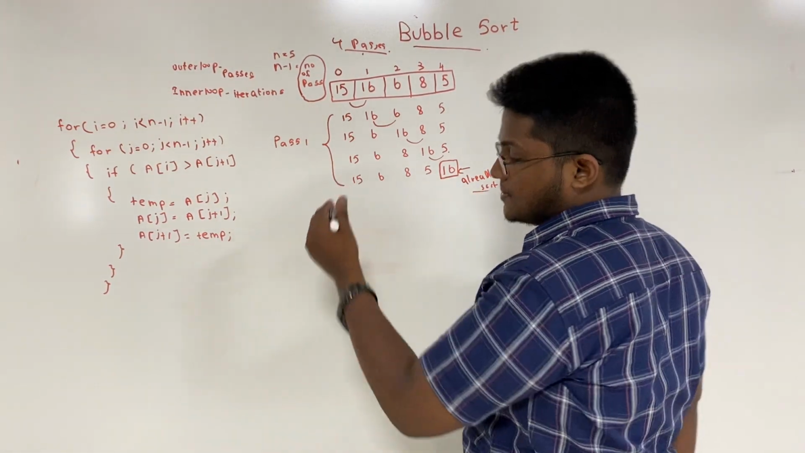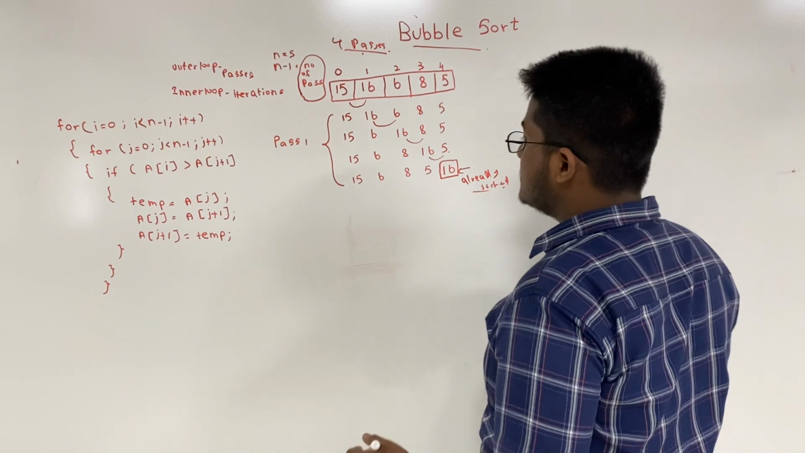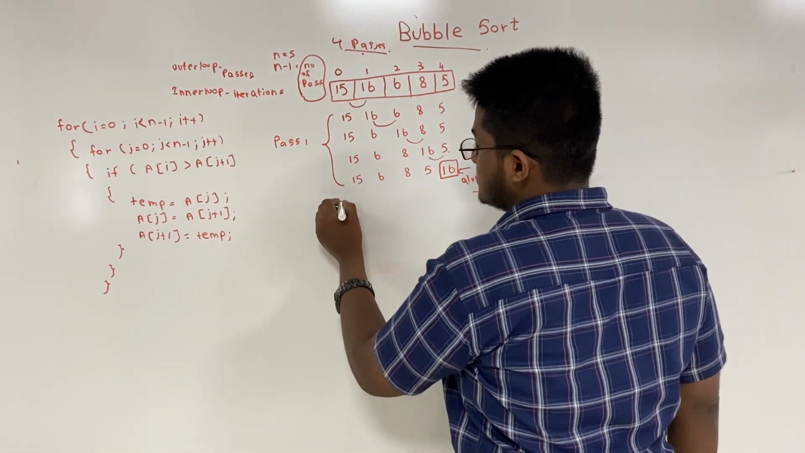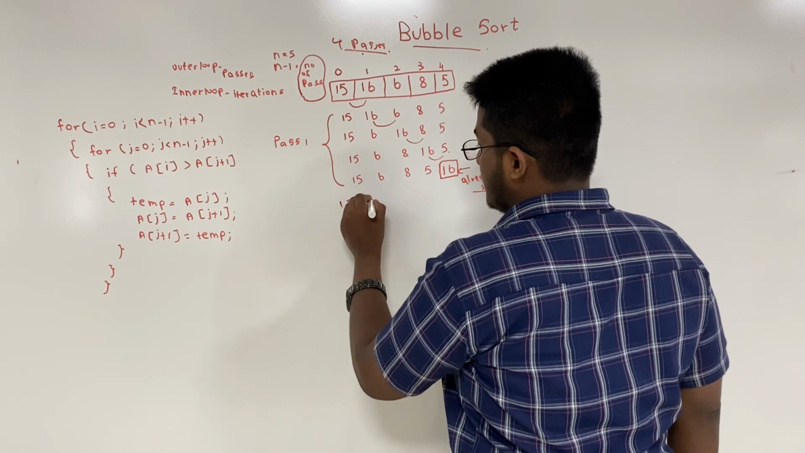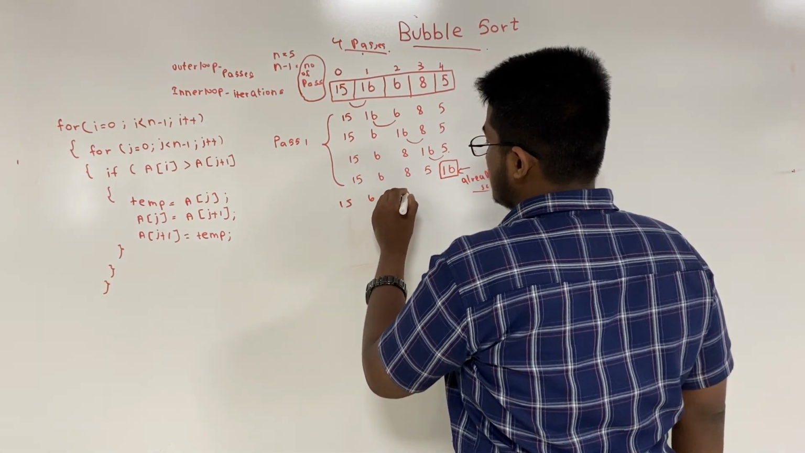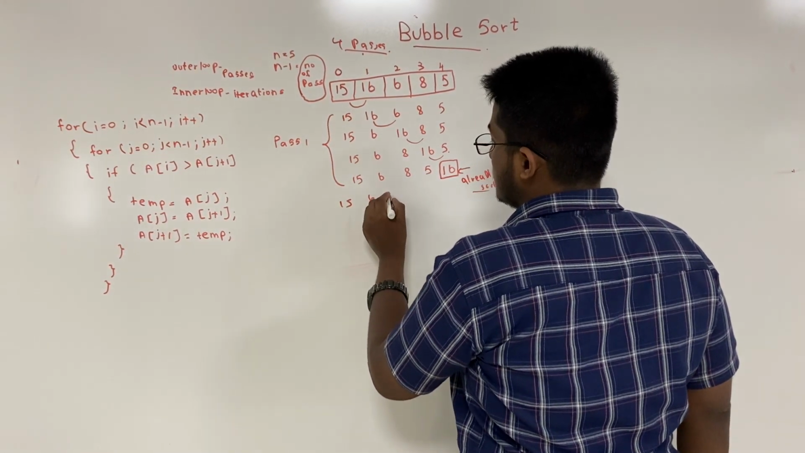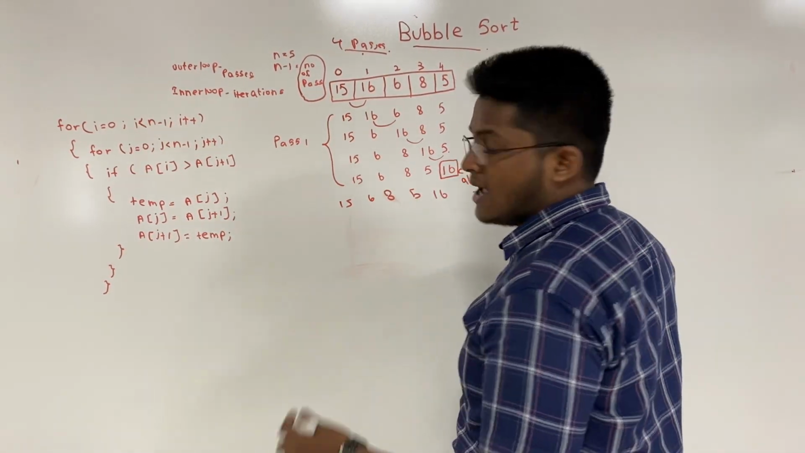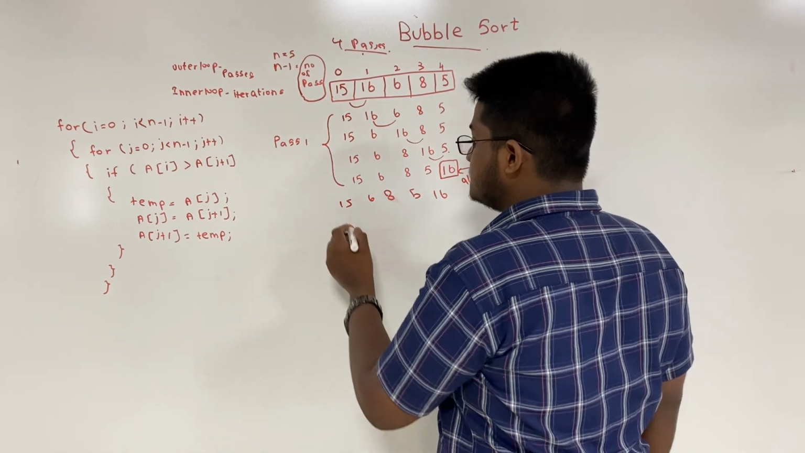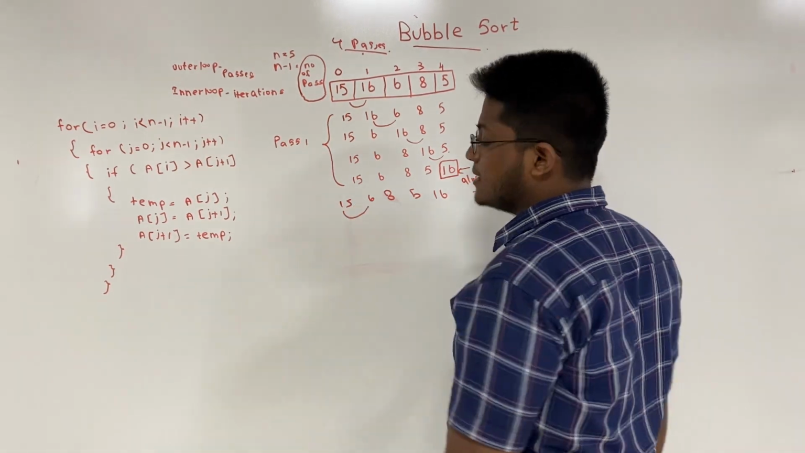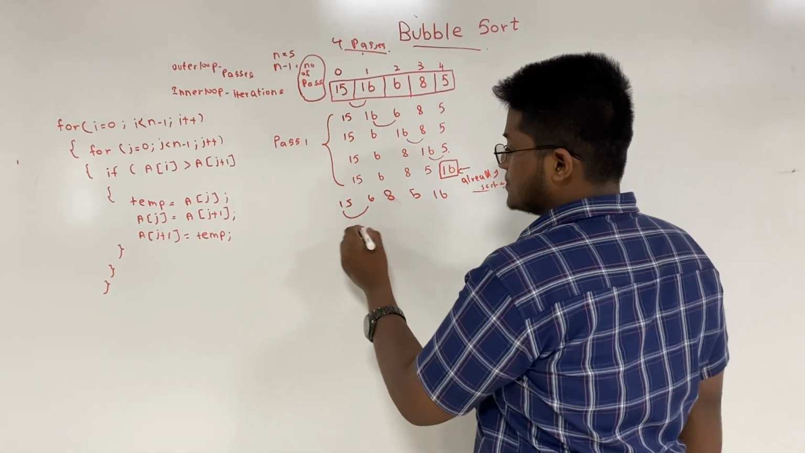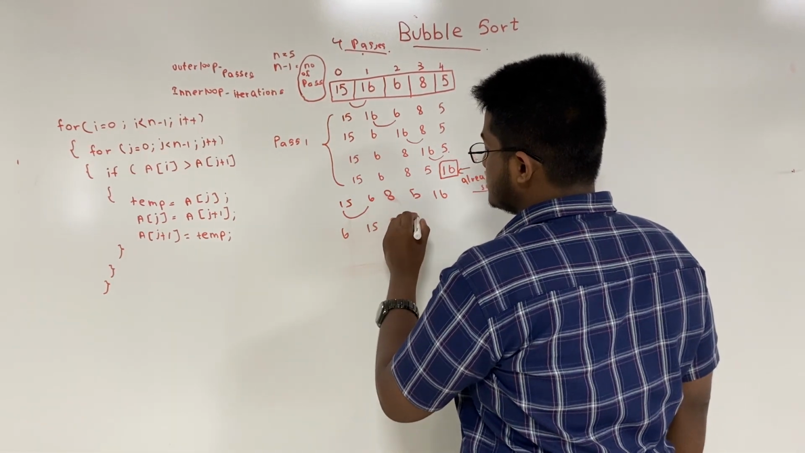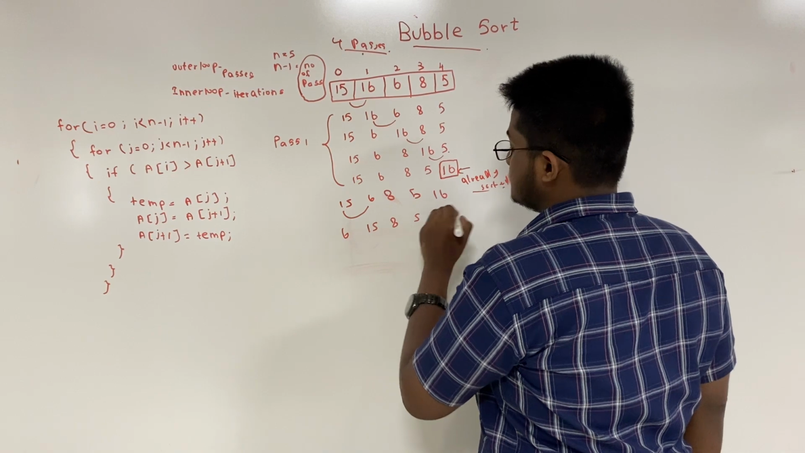Now this is the first pass. Next we will take the second pass. Next you have to write these numbers: 15, 6, 8, 5, and 16. And again we are checking. Is 15 greater than 6? Yes, it's true, and we write 6, 15, 8, 5, 16.